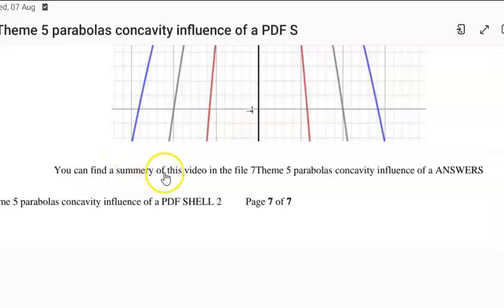You can find a summary of this video in the file 7 theme 5, Parabola's Concavity, Influence of A with Answers, which is just these graphs summarized on 2 pages.